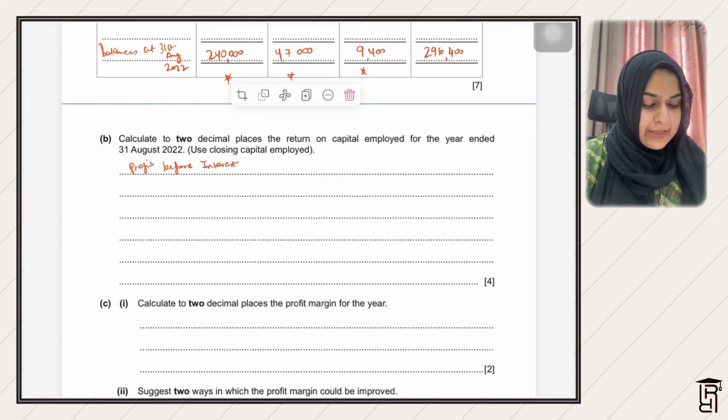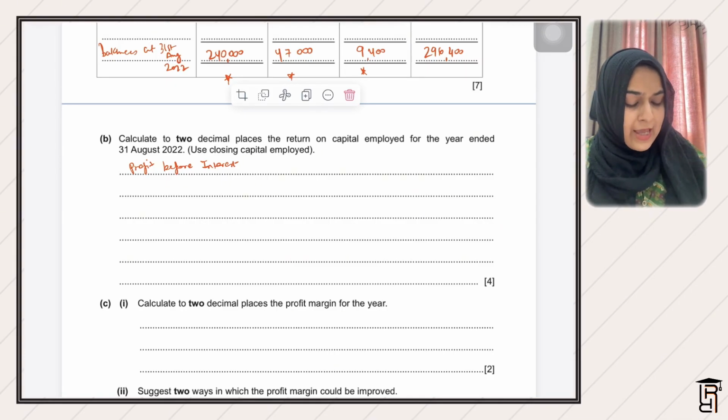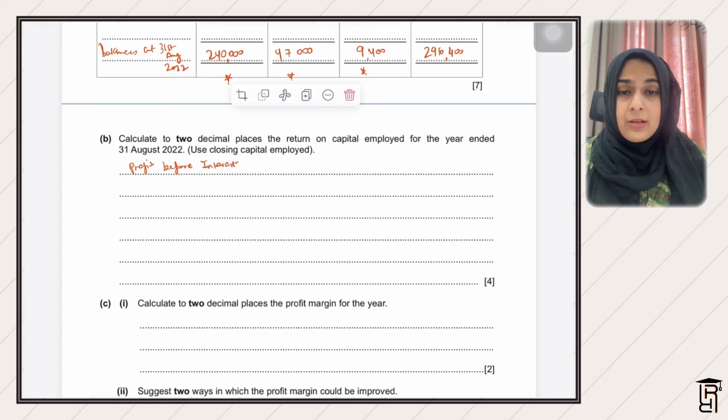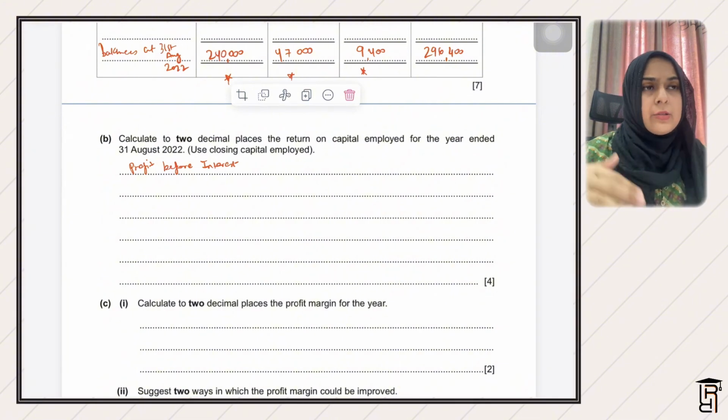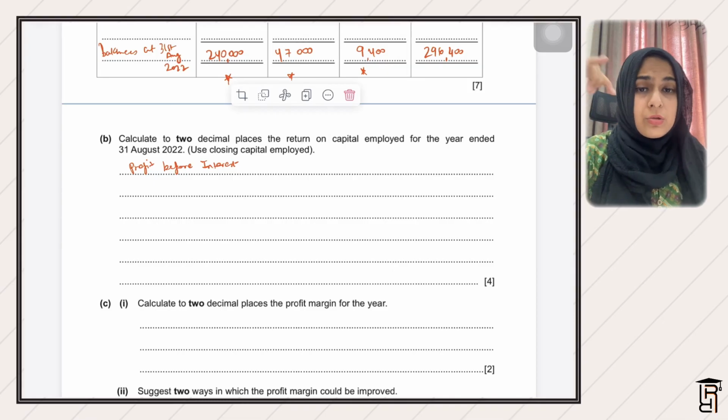In the next part, they're saying suggest 2 ways in which profit margin could be improved. So profit margin can be improved if we have good control over our expenses. So we need to see our expenses and try to control them. So the business should try to cut down on their expenses. That is one thing.